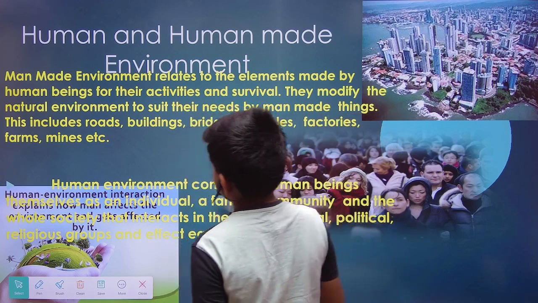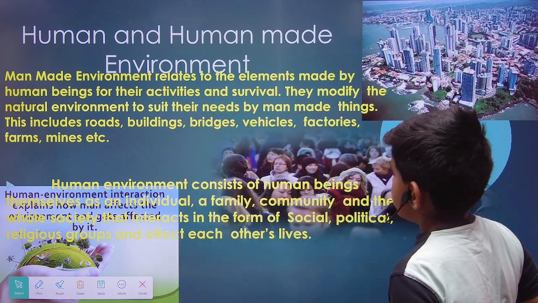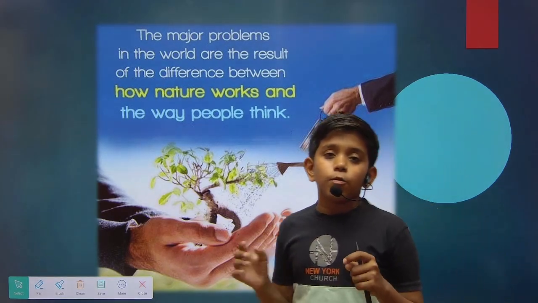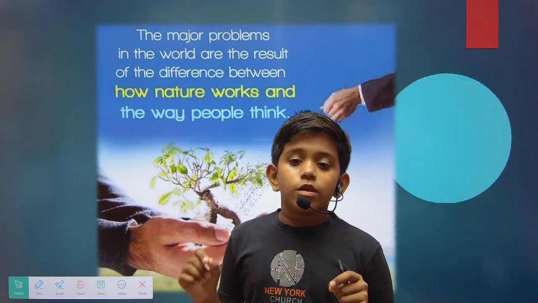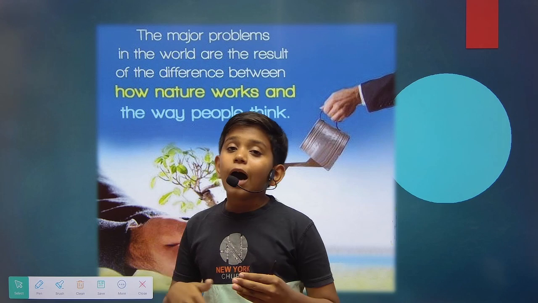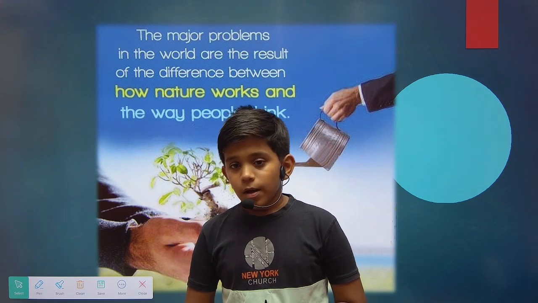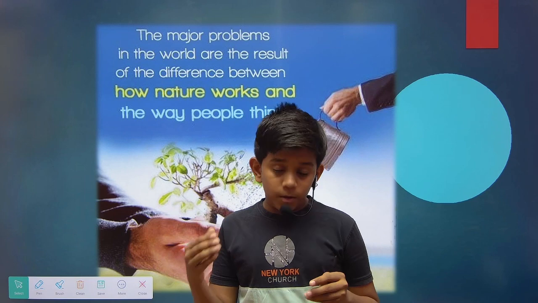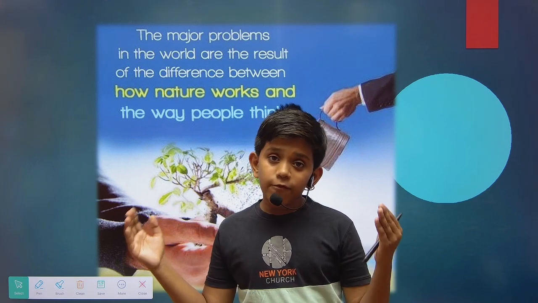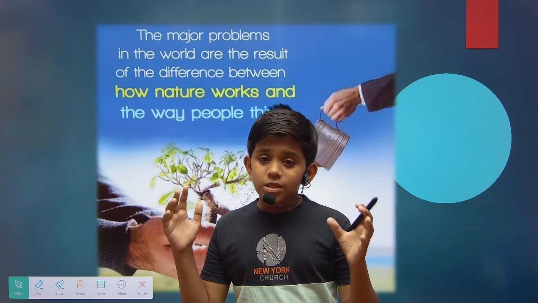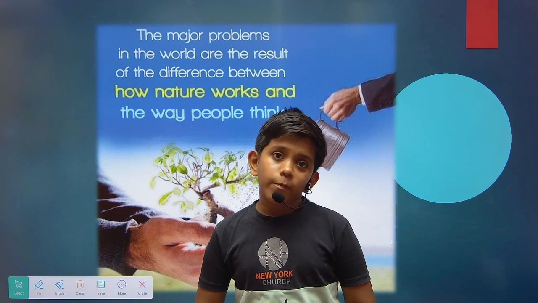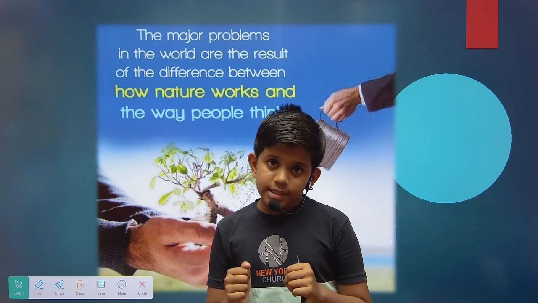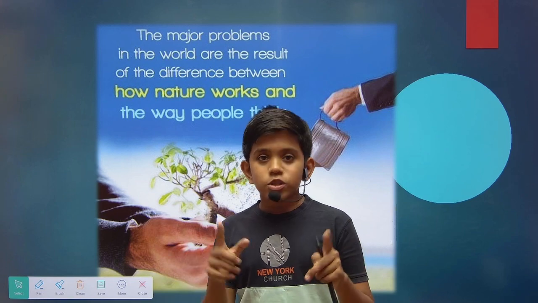Next, now the last thing, the major problems in the world are the result of the difference between how nature works and how the people think. It means the working of nature and the people is different. So most major problems are formed because of this. So we should adapt to things. If we can't change the things, we should adopt them.